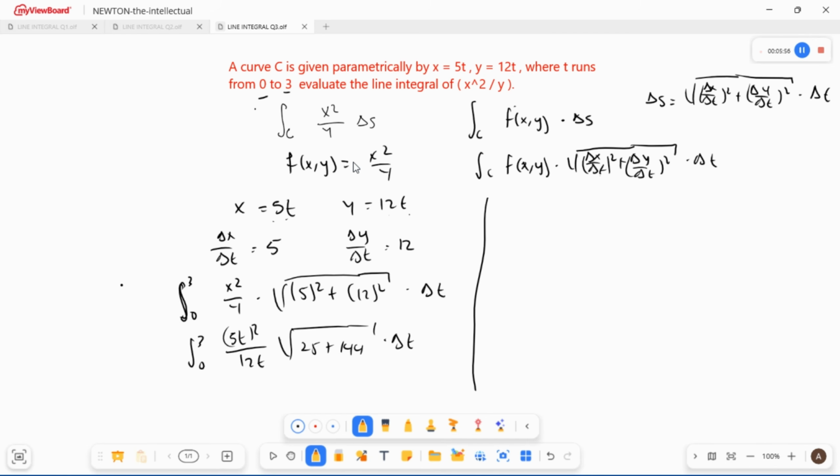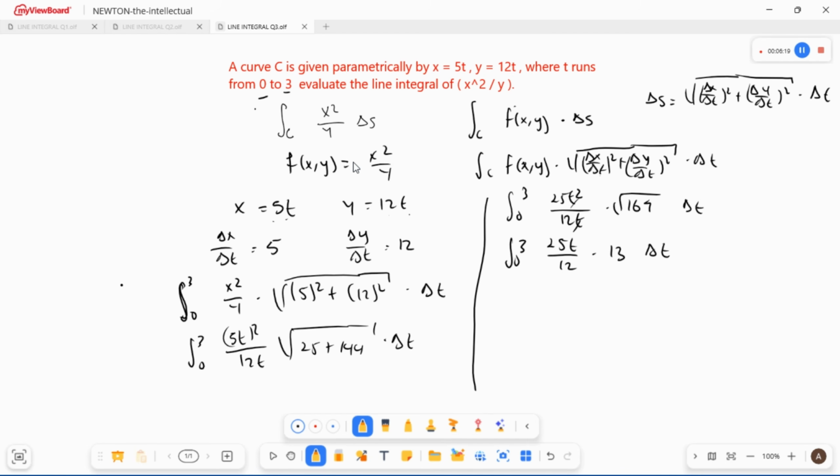So we have that. Now we take our integral from 0 to 3. (5t) squared will be 25t squared over 12t. And then we have multiplied by root 169 dt. So t here will cancel t here. So basically we have from 0 to 3, and then we have 25t over 12 multiplied by 13, because root 169 is 13. So we have this, right?